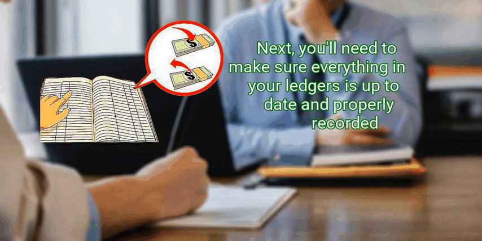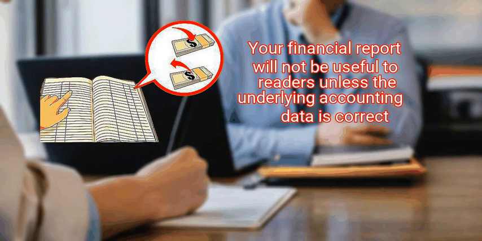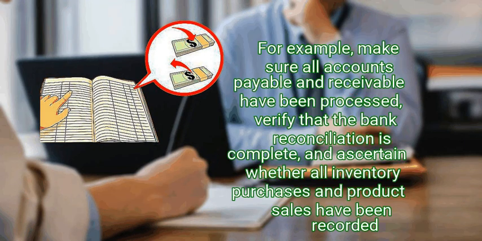Next, you'll need to make sure everything in your ledgers is up to date and properly recorded. Your financial report will not be useful to readers unless the underlying accounting data is correct. For example, make sure all accounts payable and receivable have been processed. Verify that the bank reconciliation is complete, and ascertain whether all inventory purchases and product sales have been recorded.